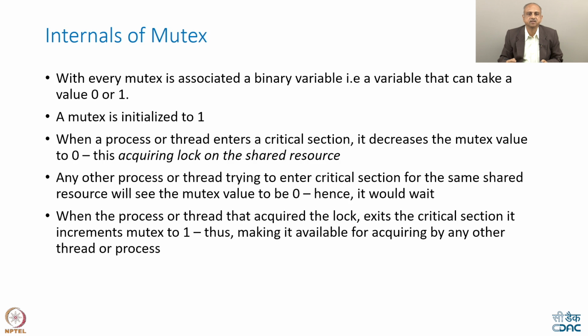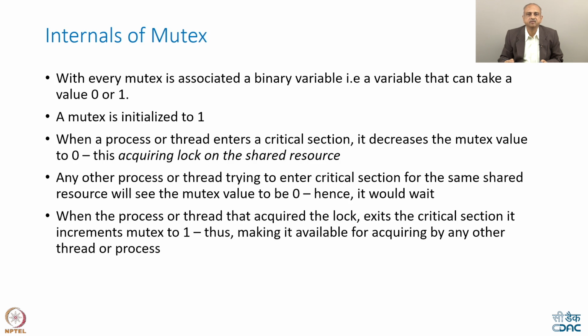Internally, if you wish to understand how mutex is implemented, then every mutex is a binary variable which can take a value 0 or 1. The mutex is initialized to 1, which means a thread can gain access to this mutex and enter the critical section. The moment it enters the critical section, it decrements this value to 0, which means it has acquired the lock.